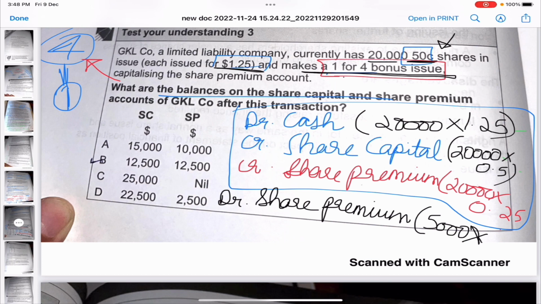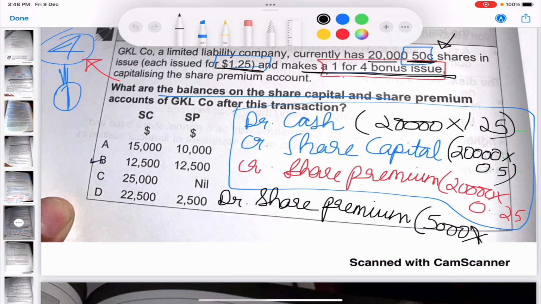We just saw that it would be debit share premium, 5,000. And you know that whenever you are giving something for free, you will obviously give it at the least price possible. And what is the least price possible? The face value. We know that we cannot issue shares at a discount. So we can only issue it at most at face value, so we will be issuing it at its face value, which is 50 cents.